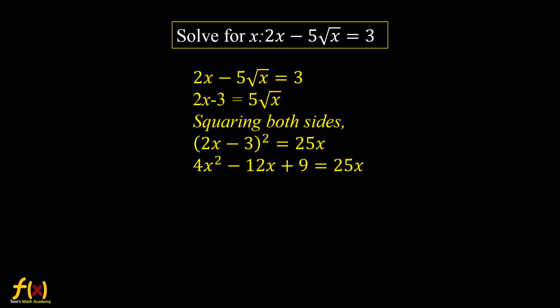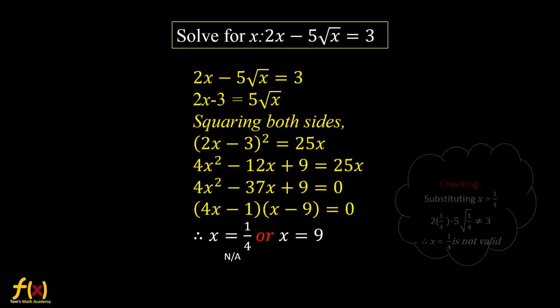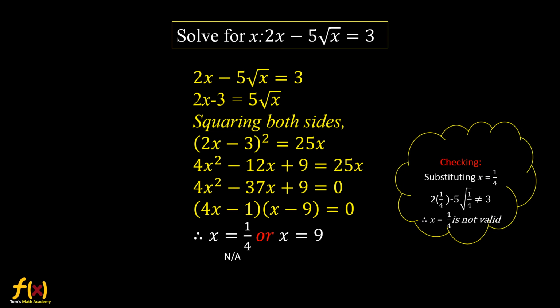Expanding the bracket, we change it into standard form. Then we factorize very carefully. x equal to 1 over 4 or x equal to 9. Then we check. You have to check the answer. When we substitute x equal to 1 over 4, it is not equal to 3. Therefore, x equal to 1 over 4 is not applicable or not valid. The final answer is x equal to 9. Restrictions.